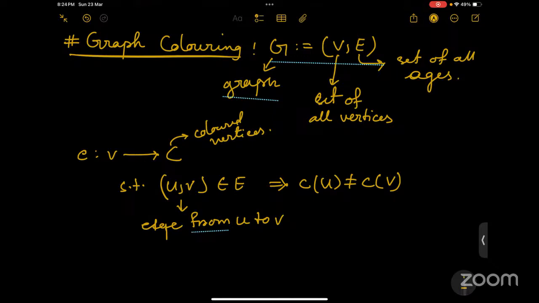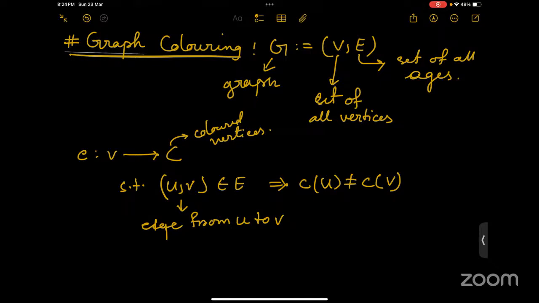Is there any doubt here? Ma'am, can you please repeat? I couldn't understand this concept. Okay. Did you get what a coloring problem is? No, it was overboard. Okay, okay.